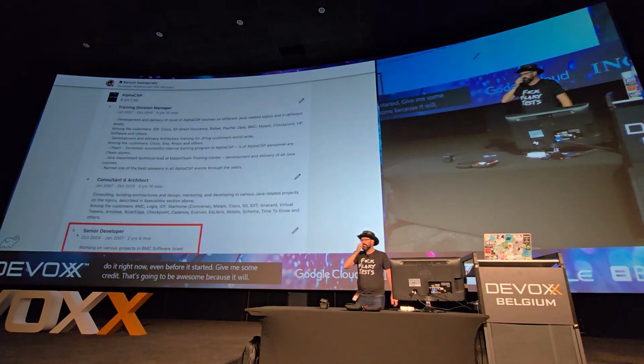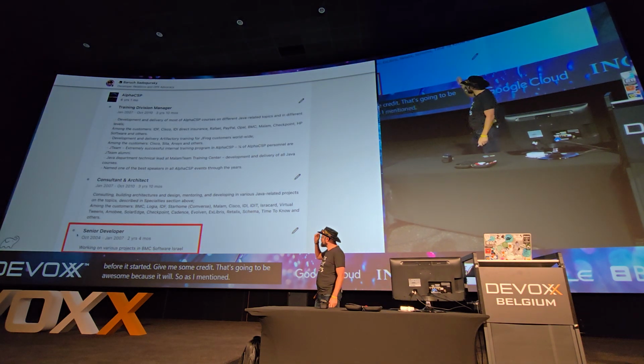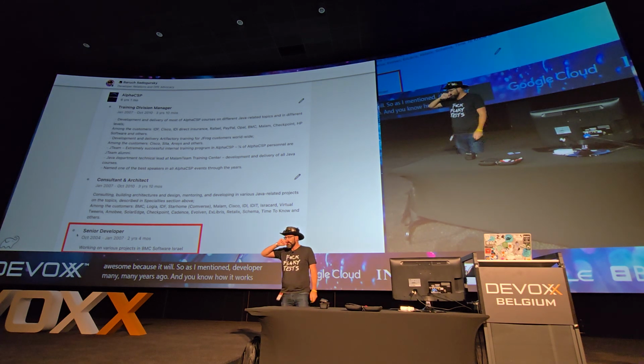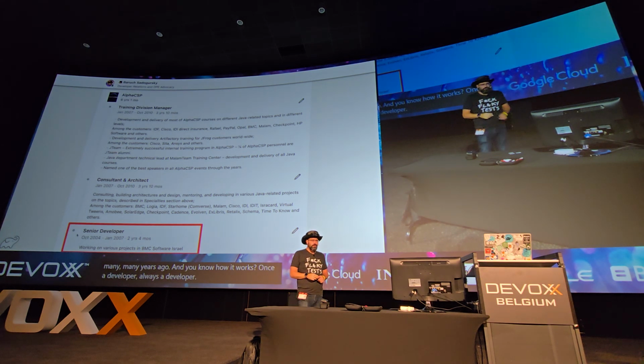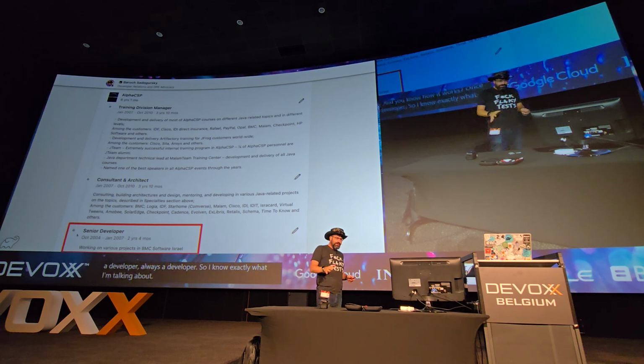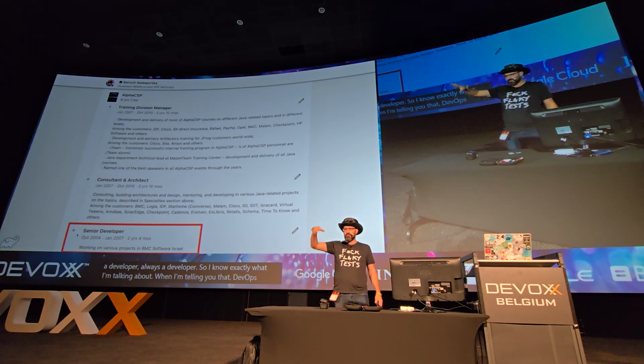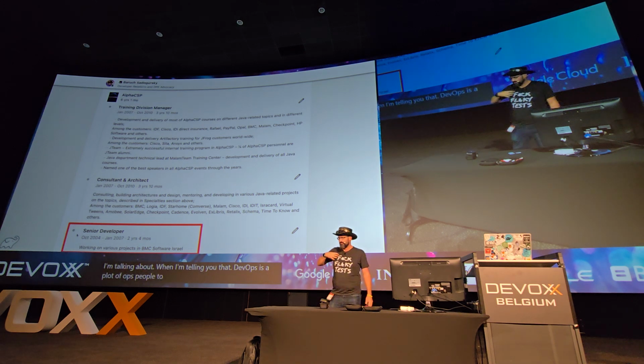So, as I mentioned, I was a developer many years ago, and you know how it works, once a developer, always a developer. So I know exactly what I'm talking about when I'm telling you that DevOps is a plot of ops people to make us, the developers, work harder.